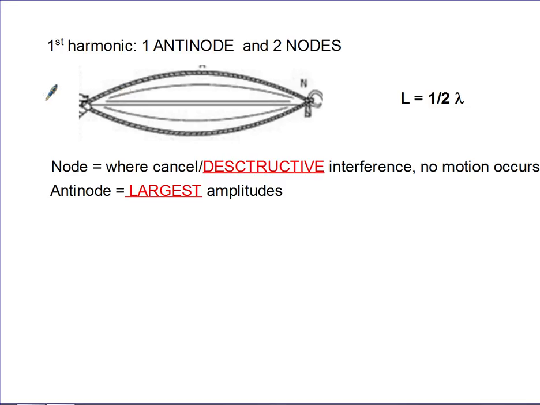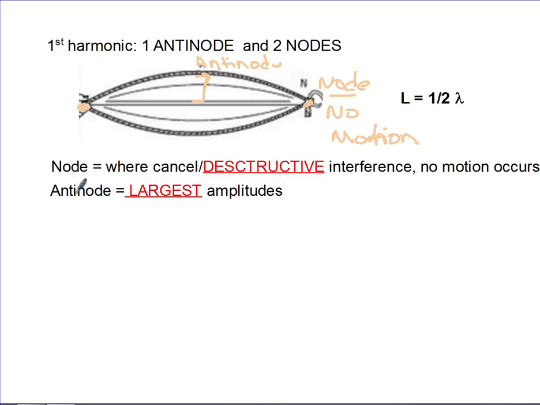The first harmonic for a wave occurs when both ends are fixed and you have one node on either end and one antinode. Now an antinode is up here, where the wave is furthest from the equilibrium line. And the nodes are where there is no motion. Nodes are no motion. And an antinode is where you have its largest amplitude.